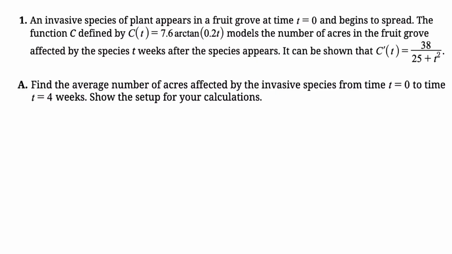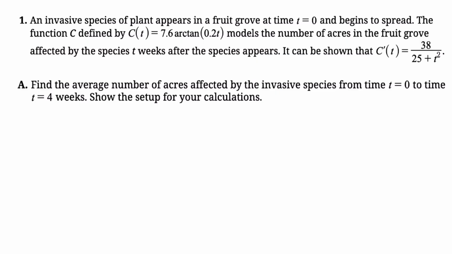So we have an invasive species of a plant that appears in a fruit grove at time t equals 0 and begins to spread. The function c, defined by c of t equals 7.6 arctan of 0.2t, models the number of acres in the fruit grove affected by the species t weeks after the species appears, and it can be shown that c prime of t, so the derivative of c, is equal to 38 over 25 plus t squared.